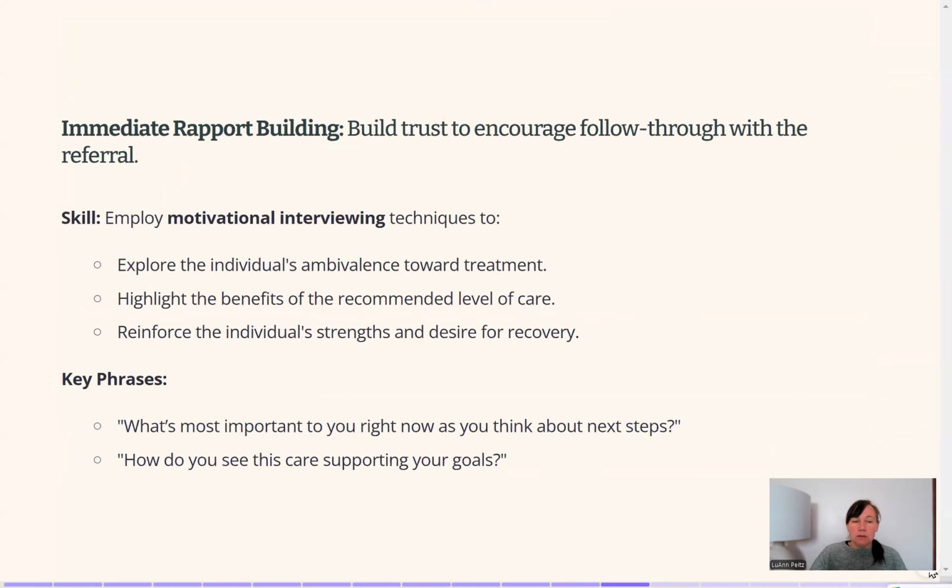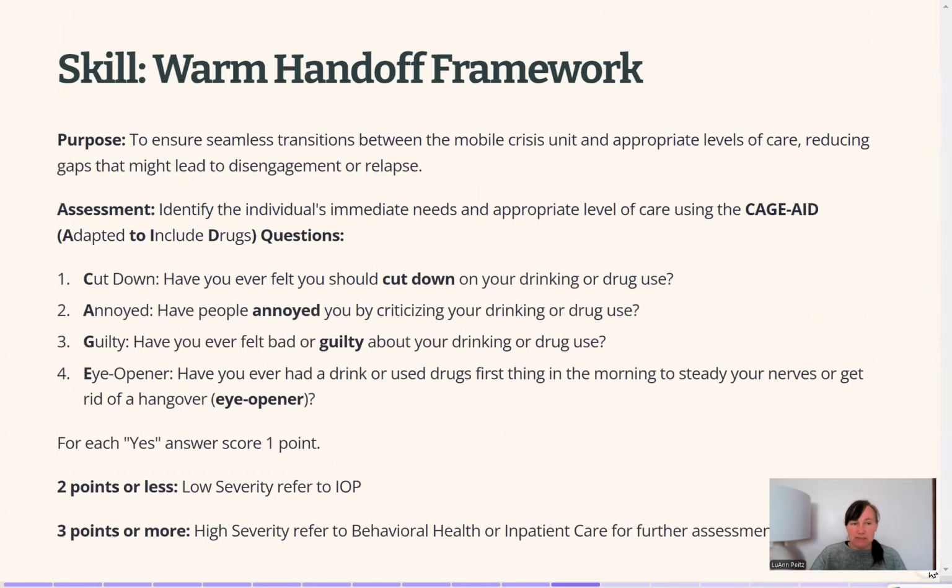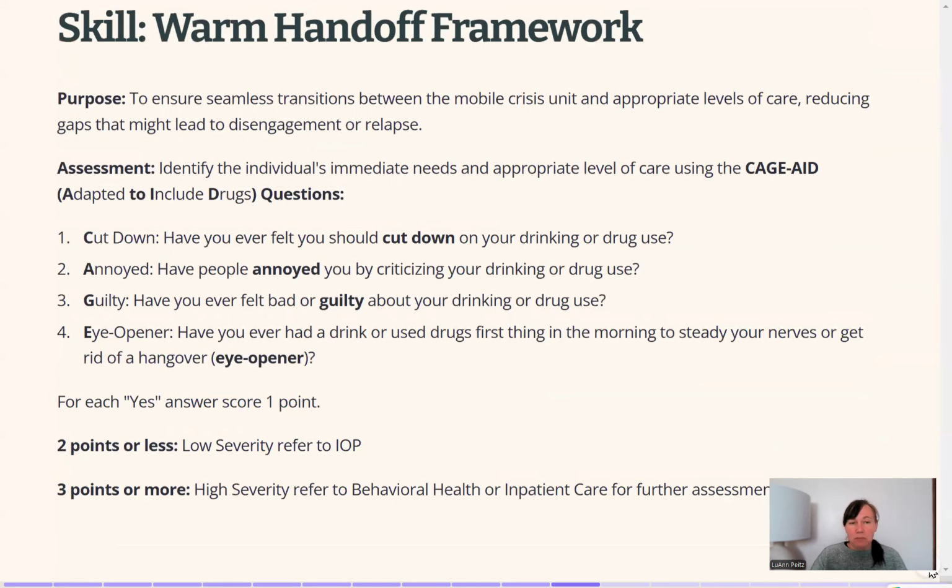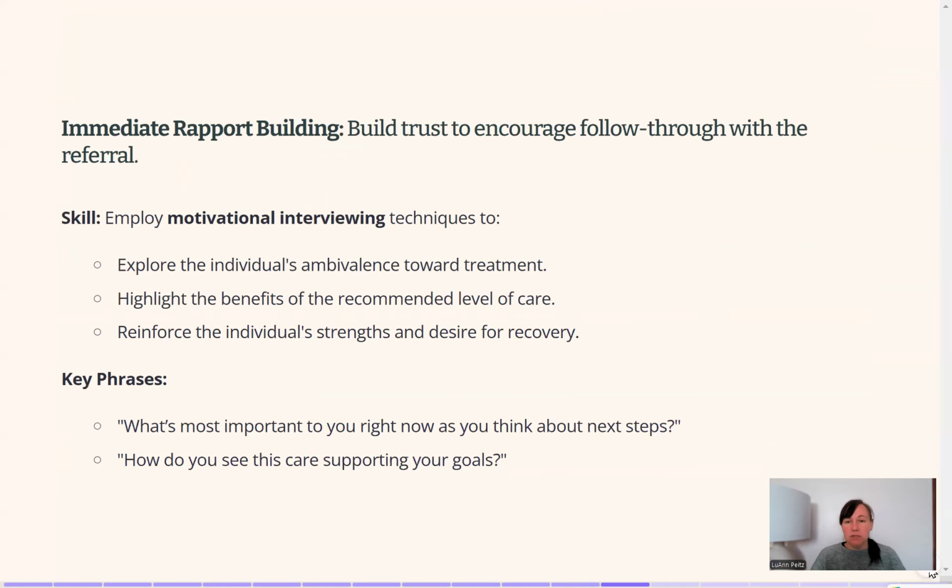So once we conduct this assessment, then we want to move into immediate rapport building, so build trust to encourage follow-through with the referral. The skill would be employing motivational interviewing techniques, which is what we talked about in the training before this one. So explore the individual's ambivalence towards treatment, highlight the benefits of the recommended level of care, and reinforce the individual's strengths and desires for recovery.